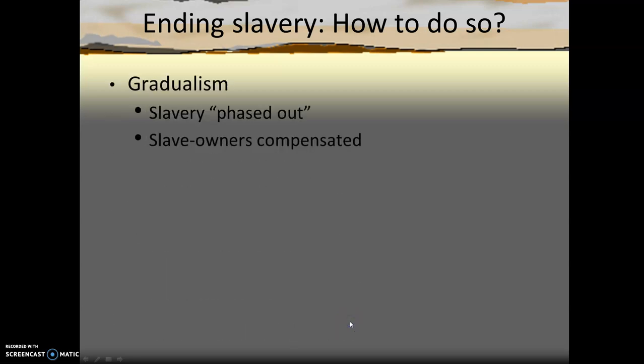In terms of how to end slavery, we have three main methods, and realistically, the one that kind of takes the middle of the road is gradualism, or gradual emancipation. The idea is that slavery should be phased out over time, and that owners should be compensated for the freed slaves, because slaves were considered property. Gradualism had been instituted in some northern states, most notably New York, and many founding fathers had felt that this would be the best path.